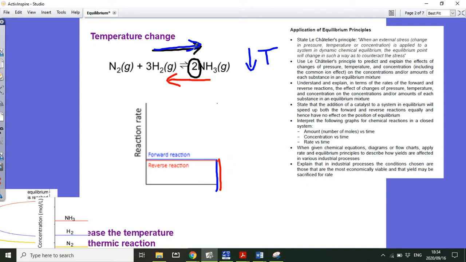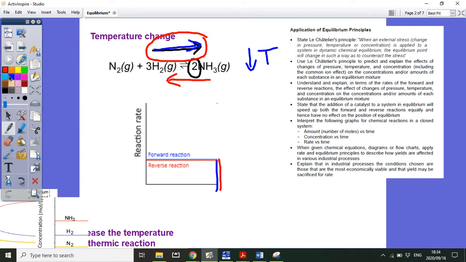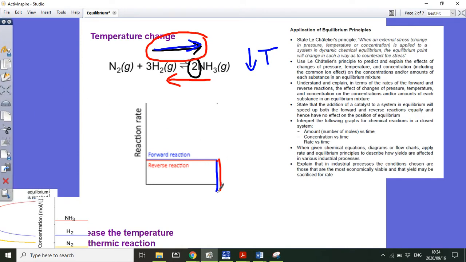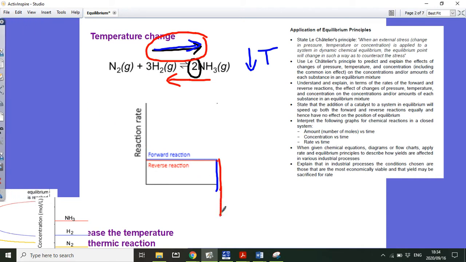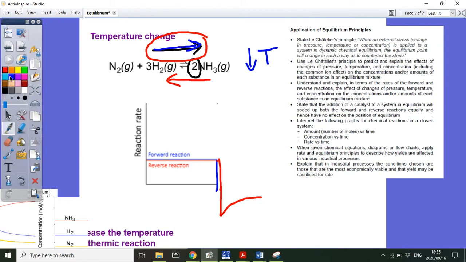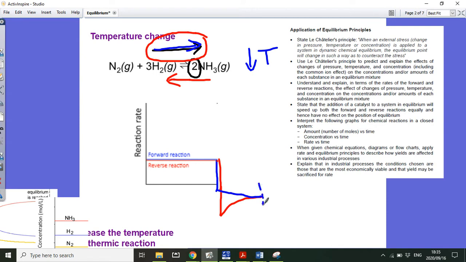But now we have favored the forward reaction. So because the forward reaction was favored, it must still end up with a higher rate here. So the forward reaction is not going to go down as much as the reverse reaction because it needs to end up with a higher rate, meaning more to the top. And then once it has done that, it's going to join up again until they are equal on top of each other, where I've now reached a new equilibrium. Make sure you can do the increase and the decrease of the temperature using rate graphs. And that's it for temperature.